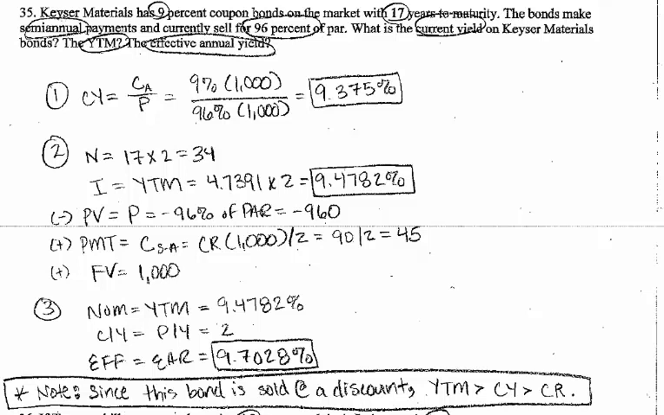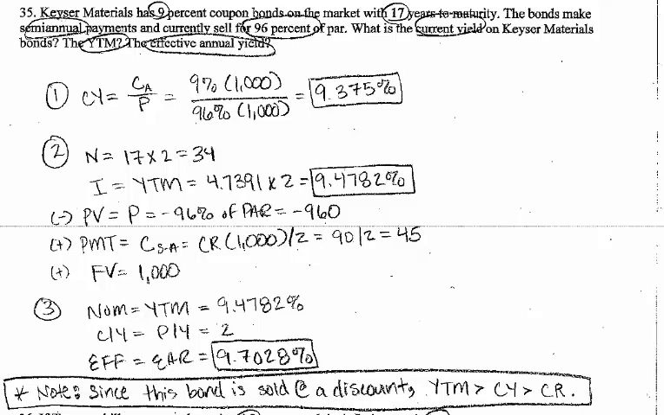So you take the number you got from step 2, you plug that in for nominal and hit enter. Then you're going to hit the down arrow twice, go to compounding per year. It's a semi-annual bond, so you'll change that to 2, hit enter, hit your arrow up, and you're going to hit compute for EFF, and that'll give you your effective annual rate of 9.7028%.